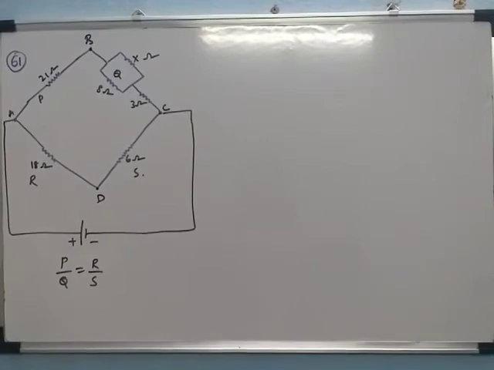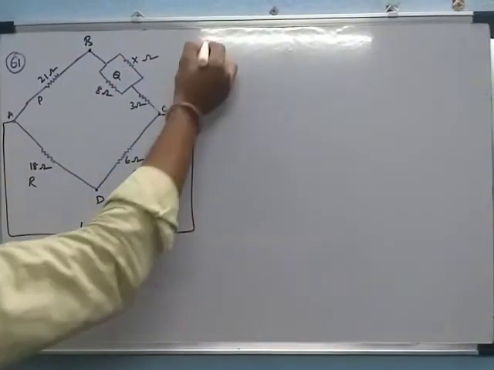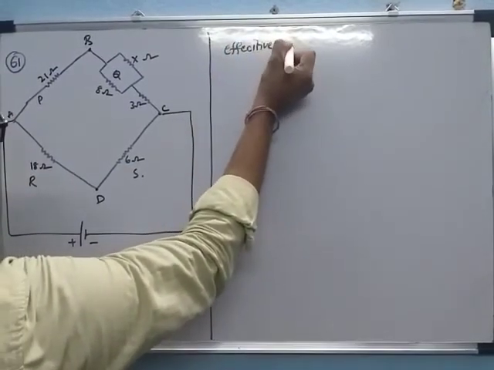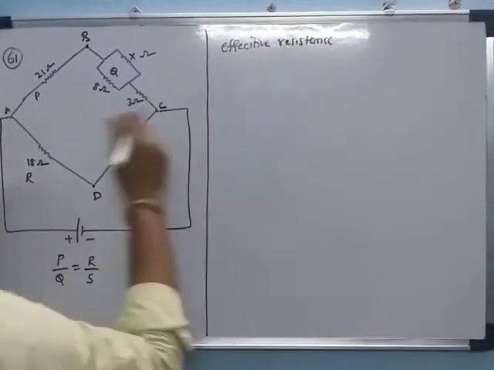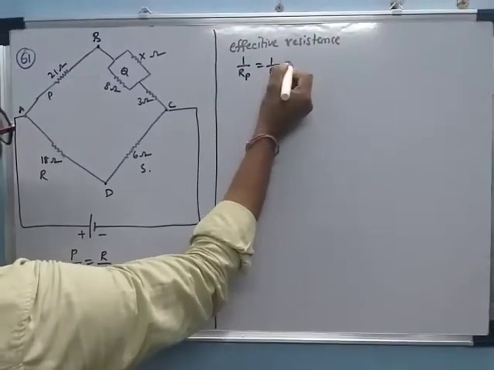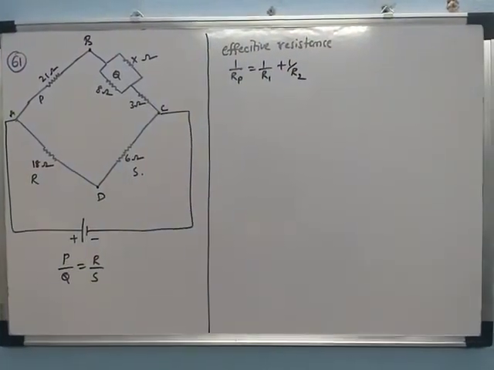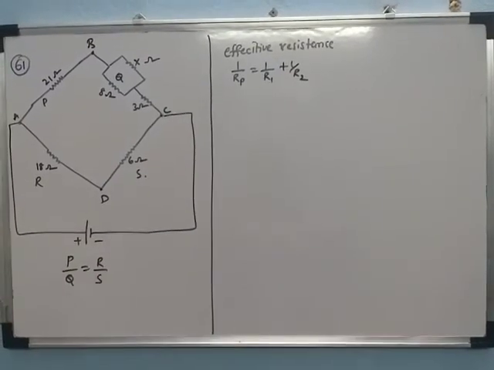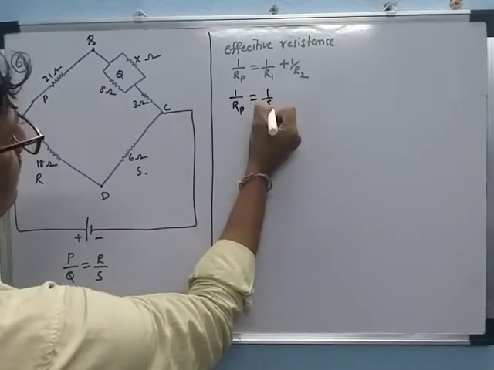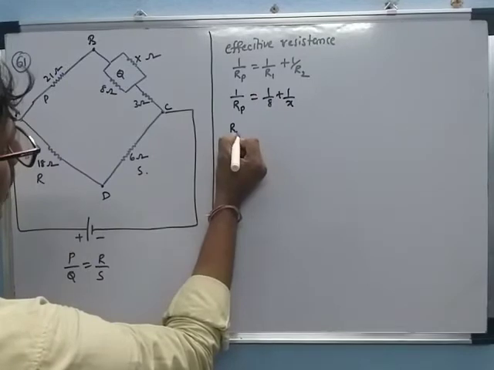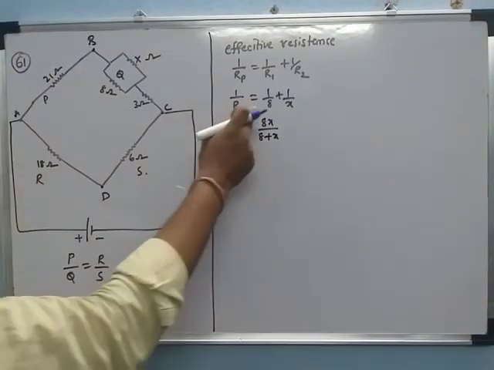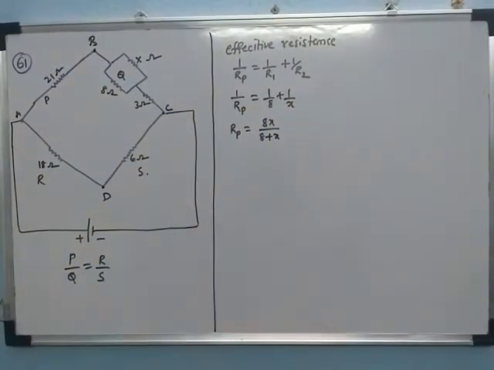In the parallel combination, first we find the effective resistance. For two resistances in parallel, 1 by Rp is equal to 1 by R1 plus 1 by R2. Here R1 is 8 and R2 is X. Then Rp is equal to 8 into X by 8 plus X. We take the LCM, the numerator goes to the denominator.